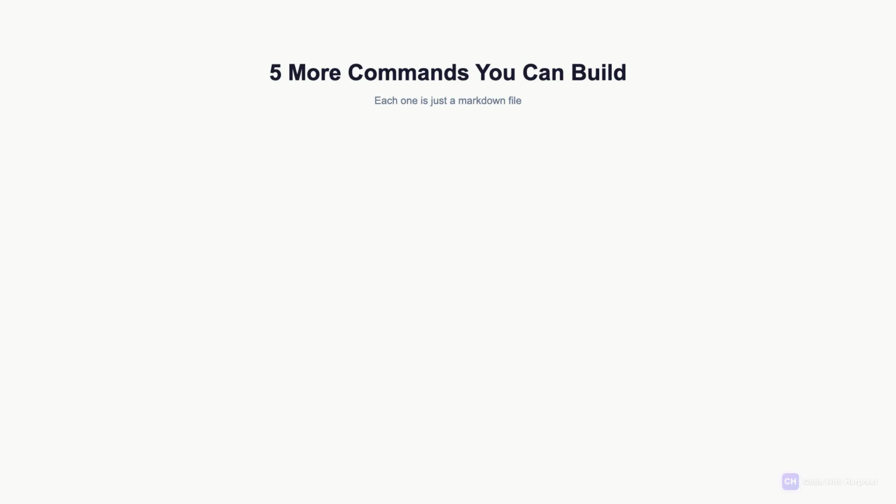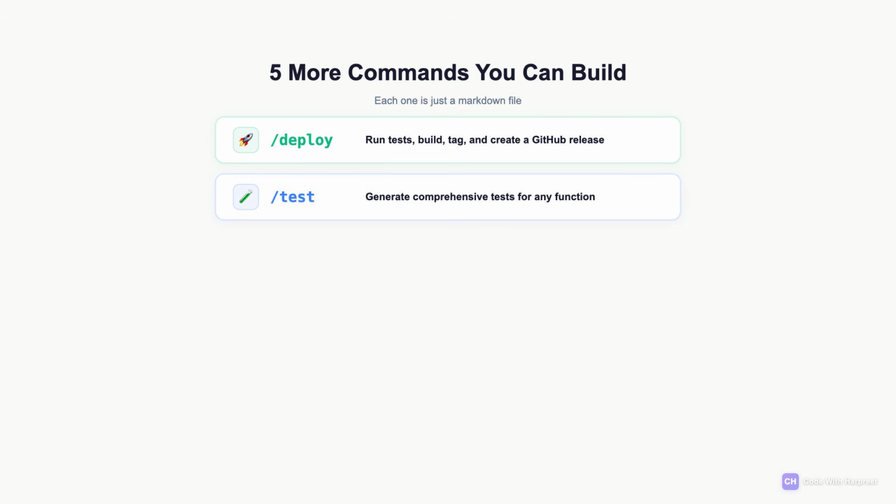Before we wrap up, here are 5 more commands you can build right now. I will go through them quickly. Number 1, /deploy. Run all tests, build the project, create a Git tag with the version, and create a GitHub release with a changelog. One word to ship to production. Number 2, /test. Point it at any function and it generates comprehensive tests for you. Unit tests, edge cases, error handling, all automated.